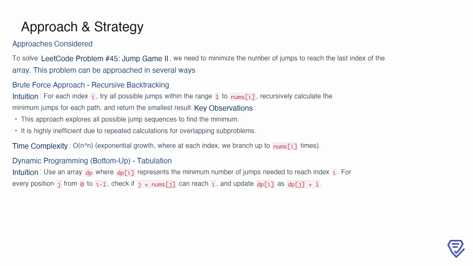Now, an improved method is the dynamic programming approach using tabulation. Here, we maintain an array dp where each entry dp[i] represents the minimum number of jumps needed to reach index i. By iterating through all prior indices j and checking if we can reach i from j, we update the value of dp[i] as dp[j] plus 1. This approach systematically builds the solution iteratively, avoiding redundant calculations.